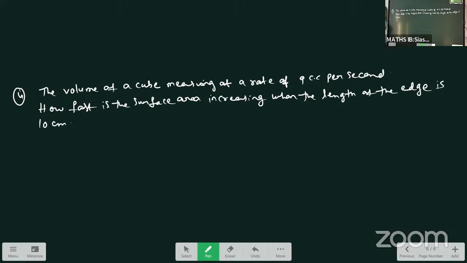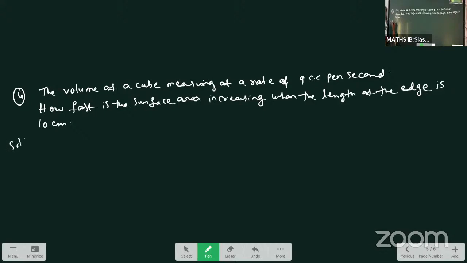So what is given here? The volume of a cube is given as 9 cubic centimeters per second. So how fast is the surface area increasing when the length of the edge is 10 centimeters? So how to do this? Just think of it. Any idea? The length of edge, 10 centimeters, is given, right? So first take x to be the length of edge.